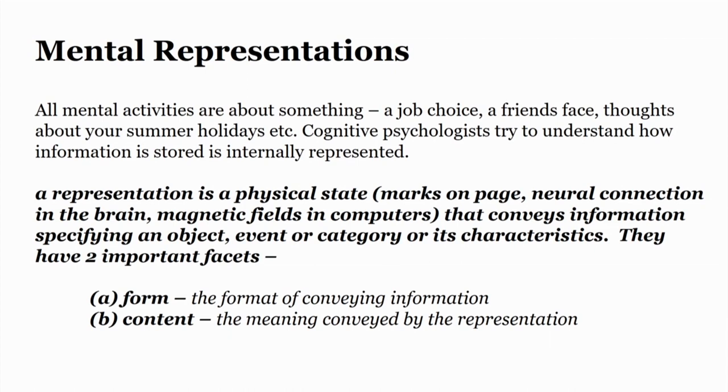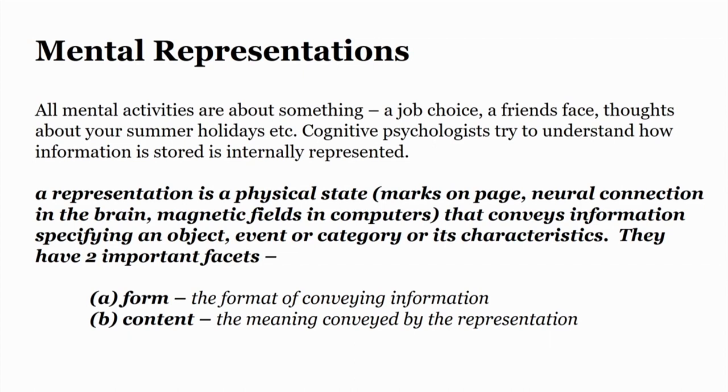Each mental representation, or most mental representations, have two things in common. One is the form of the mental representation and the second is the content of a mental representation. What is the form of a mental representation? The form states the way a particular message is conveyed, the format in which it is conveyed, the way in which it is encoded. And the content of a mental representation is basically the meaning, the knowledge, the idea which is being conveyed by that representation.